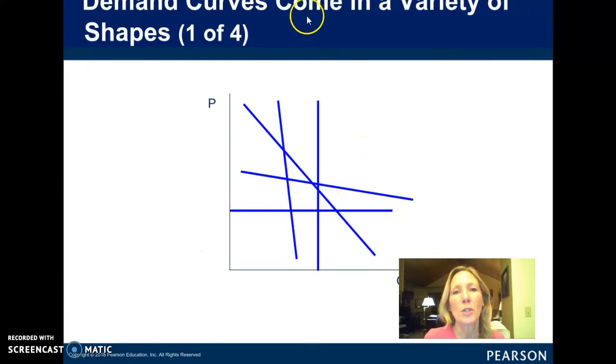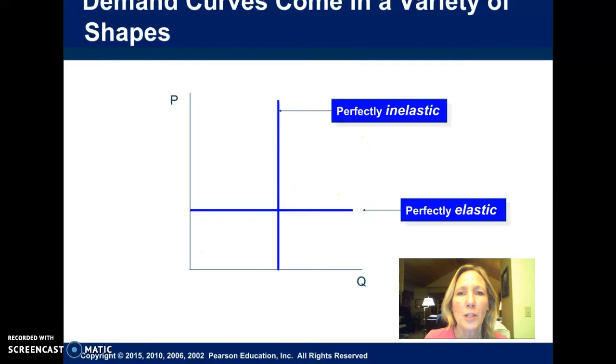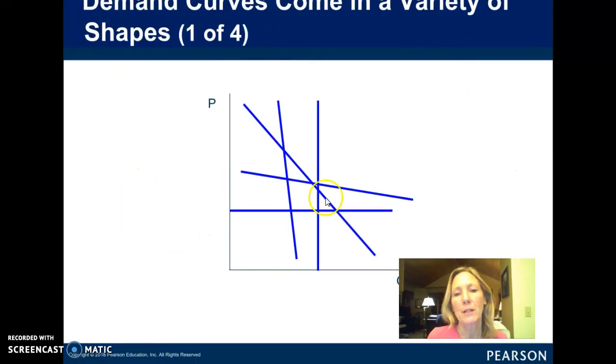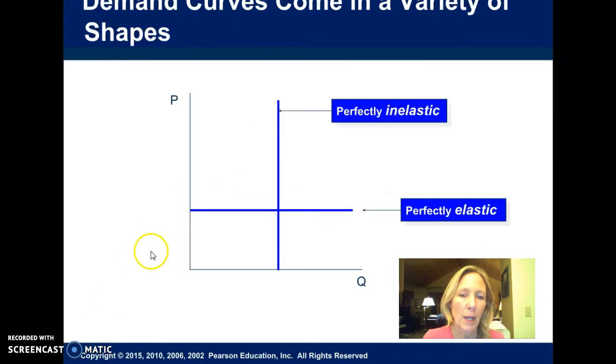Okay, now your book is talking a little bit about demand curves. Demand curves are always downward sloping. This looks like a bunch of chopsticks. Always downward sloping, they always have a negative slope. High price means a low quantity demanded. Demand curves come in all shapes. This is a question I think maybe on your homework. Perfectly inelastic.